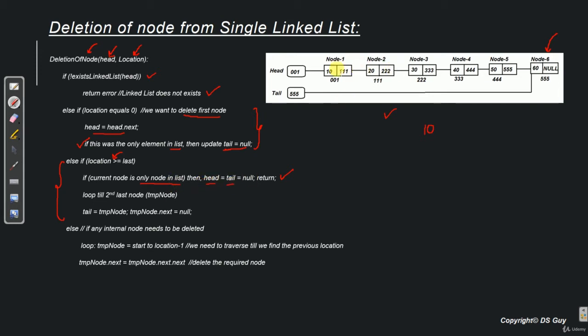That is, we update head with a null value and tail with a null value. So automatically this link gets destroyed and node 6 becomes eligible for garbage collection.